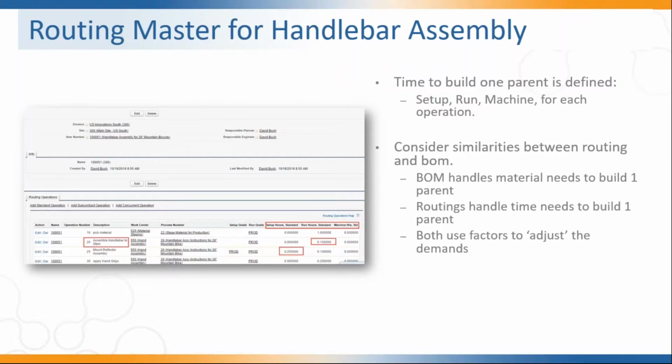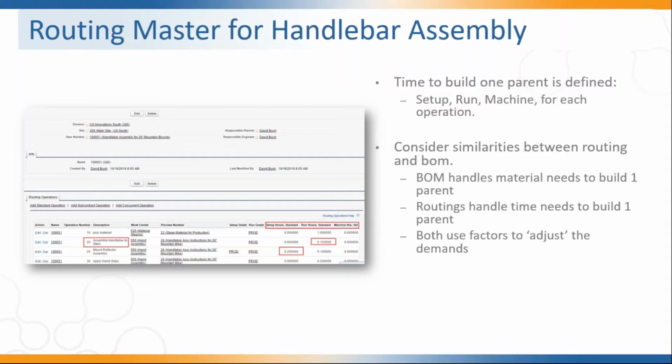We are defining within the ERP system the time that is required in a work center to perform the procedures that have to be done in order to build this end item. So think about the similarities between the routing and the bill of material. Remember, the bill of material handles the material requirements or the components that are needed to build a single parent item. The routings handle the time that is needed to build a single parent item.